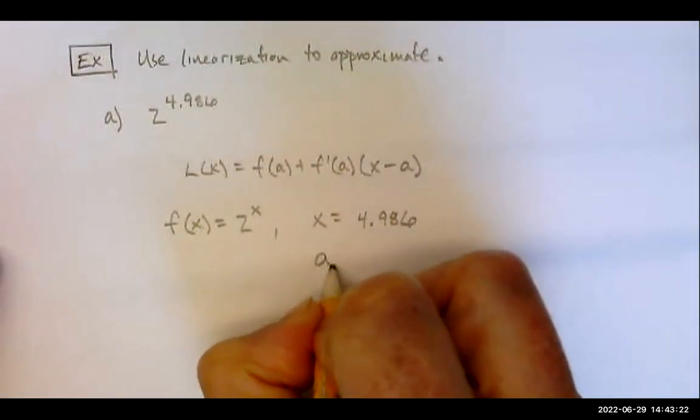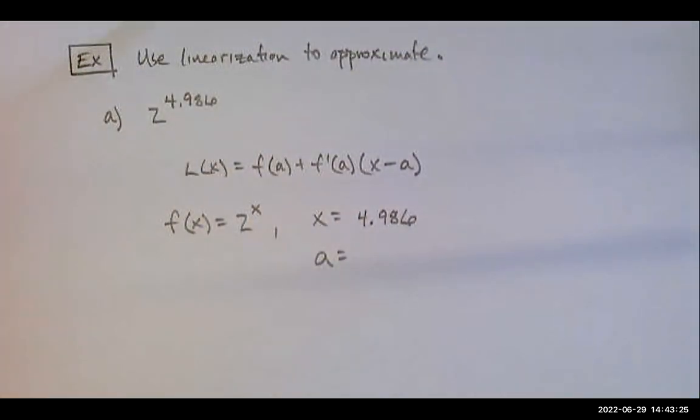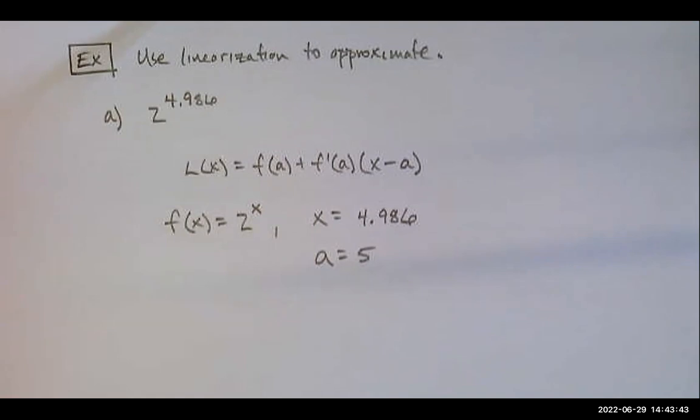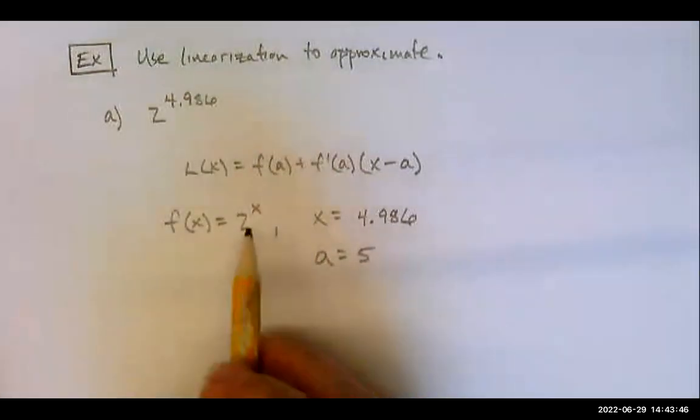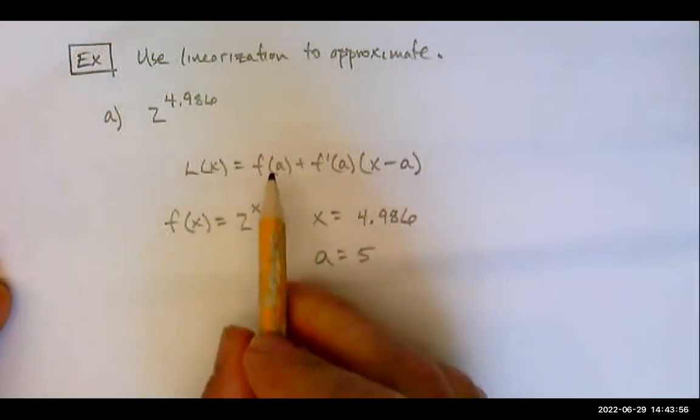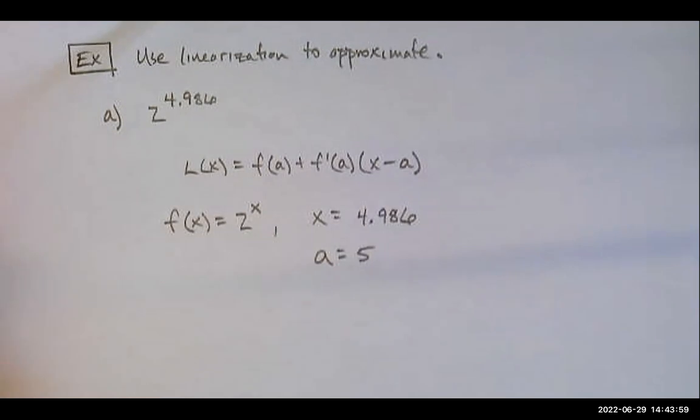What should we take a to equal? Well, a needs to be something that's easy to calculate, that's close to our x value. I think this would be a lot more interesting if we were all in class together. What do you guys think? What should we pick for a? Well, I would recommend picking a whole number. Let's just take 5, because we can easily take 2 to the 5th. That's not difficult to find, and it's really close to x. Okay, so what we'll need to do is find f of 5 and f prime 5.